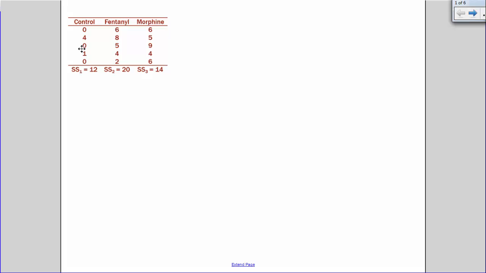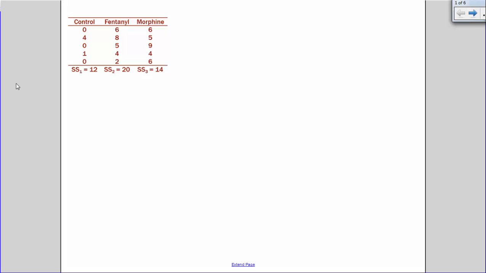Because remember, ANOVA just tells you there's a difference somewhere. We don't know where those differences lie, so if you want to figure out which groups are significantly different, it's time to do a Tukey's post hoc analysis. All right, so let's go ahead and start with step 3, because I usually do that, get the calculations out of the way so that we have our degrees of freedom for step 2.